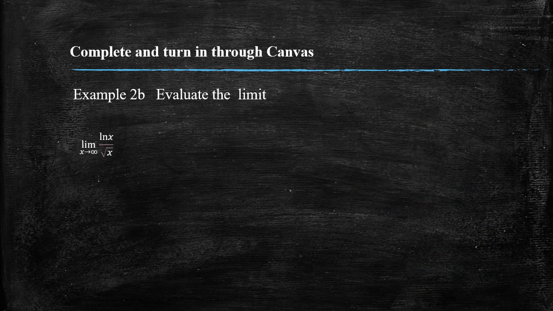Example 2, part B, evaluate the limit. You'll complete this and turn it in through Canvas. We're taking the limit as x goes to infinity of the natural log of x divided by the square root of x. Good luck. Let me know if you have any questions.